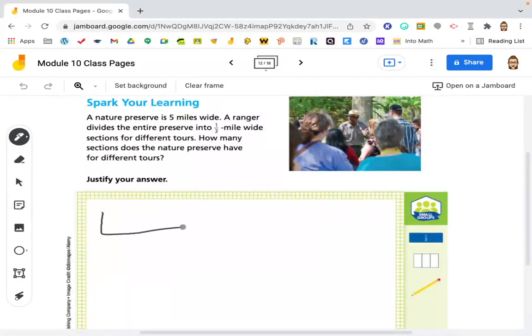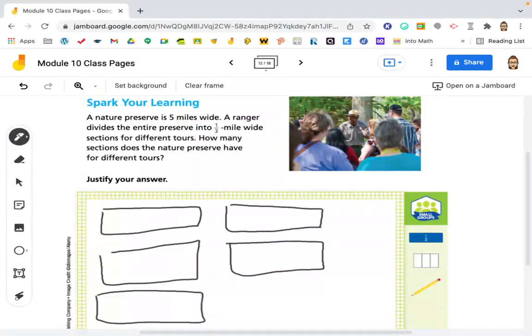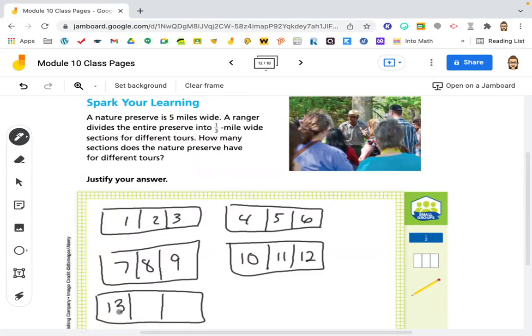And we're going to have, here's 1 mile. Here's 2 miles. 3 miles. 4 miles. 5 miles. And then I'm going to cut them all into thirds. And then I would count. And there'd be 1, 2, 3, 4, 5, 6, 7, 8, 9, 10, 11, 12, 13, 14, 15.